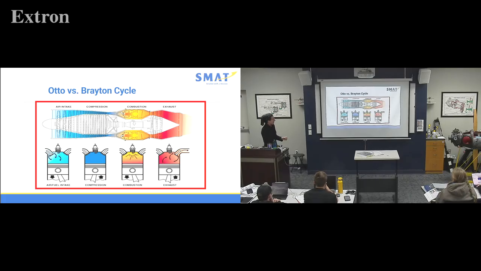So how many of you feel that you have a good understanding of a reciprocating engine Otto cycle? Okay, I'll briefly explain it. Hiding behind our turbine is our piston engine. I'll just use this guy up here.